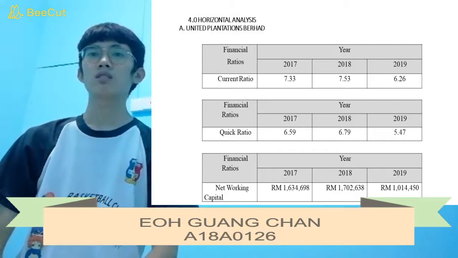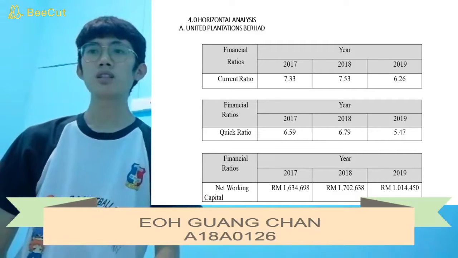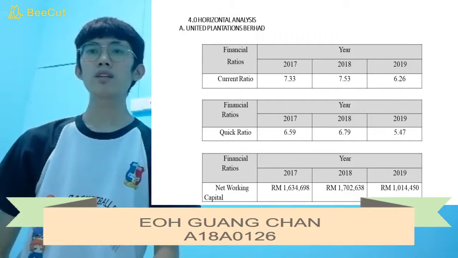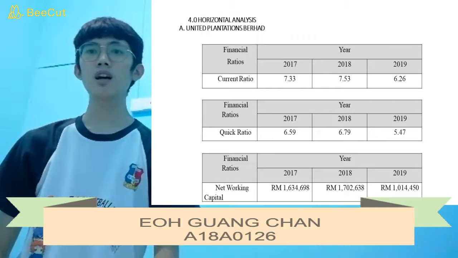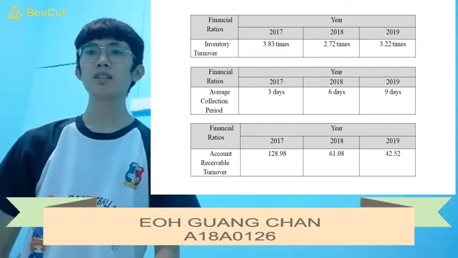Next, the company's net working capital decreased from RM2537819 in the year 2017 to RM8874606 in the year 2018 and increased to RM128561 in the year 2019. After that, the net profit margin increased from 83.4% in year 2017 to 18.2% in the year 2018 and increased to 42.3% in the year 2019.